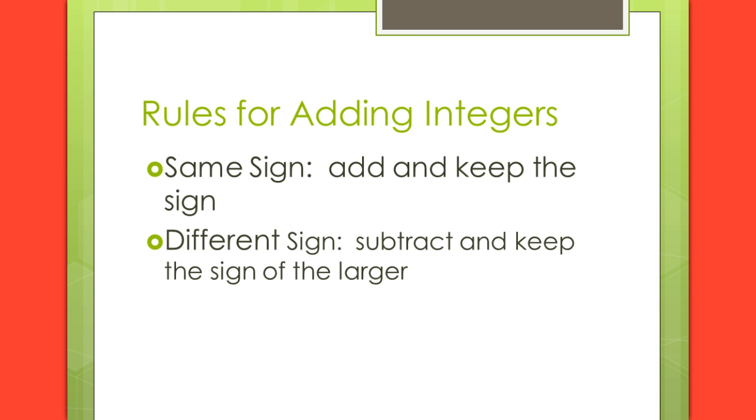Just to review then, for adding integers, if your signs are the same, you add and keep the sign. If the signs are different, that means you subtract and keep the sign of the larger. I want you to try to think of an equation where the signs are different, and I'll give you a second or two to think about that.